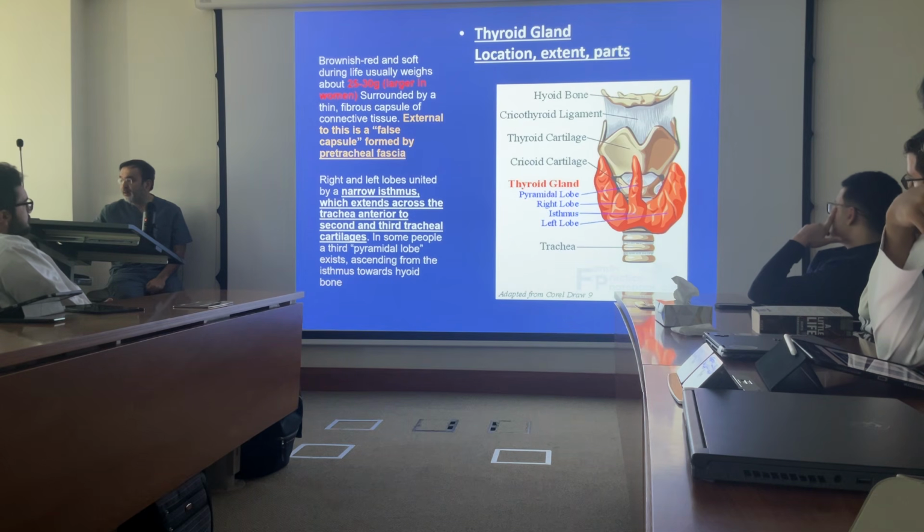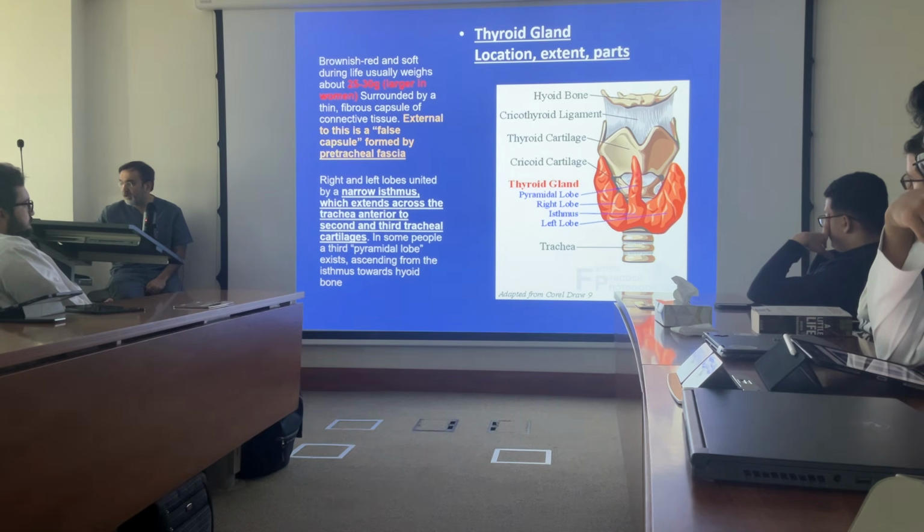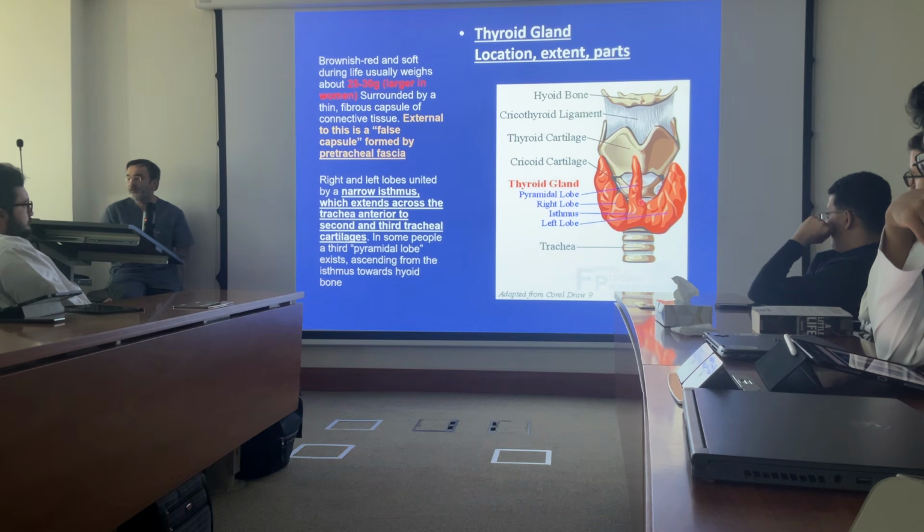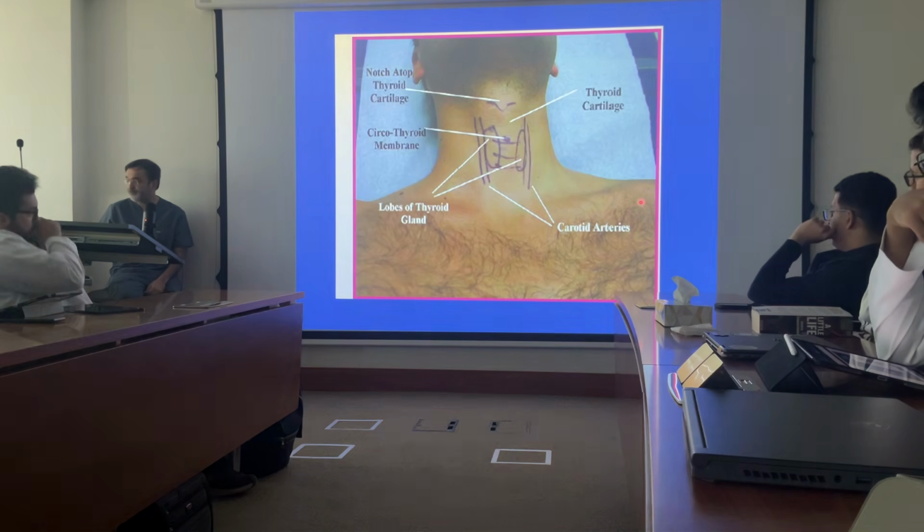There are two lobes of the thyroid gland, right and left lobes. They are connected with each other by this small area which is called the isthmus. Sometimes you also have another lobe which is called the pyramidal lobe, and this happens in 10% of the people. Not everybody has this pyramidal lobe. So you have right and left lobes, and they are joined together by this small area which is called the isthmus, and sometimes from the isthmus you can see another lobe which is called the pyramidal lobe.